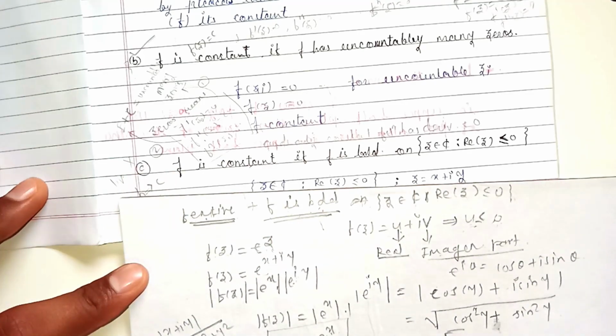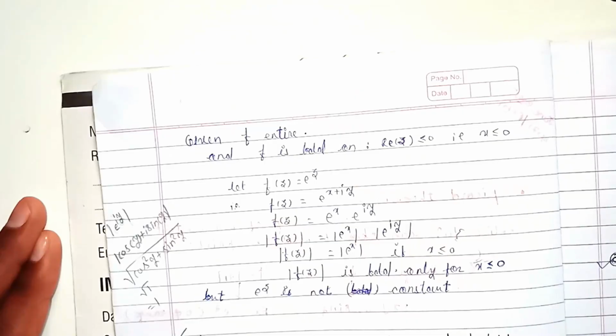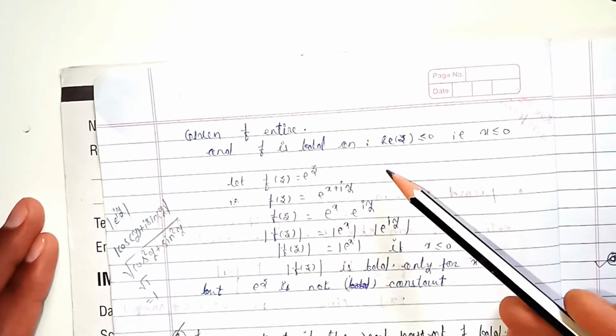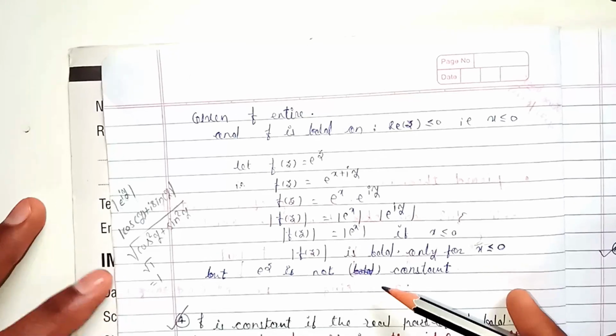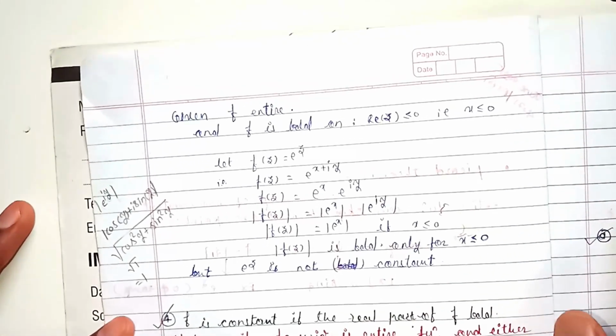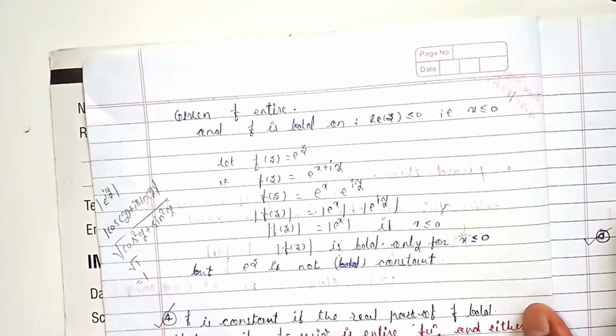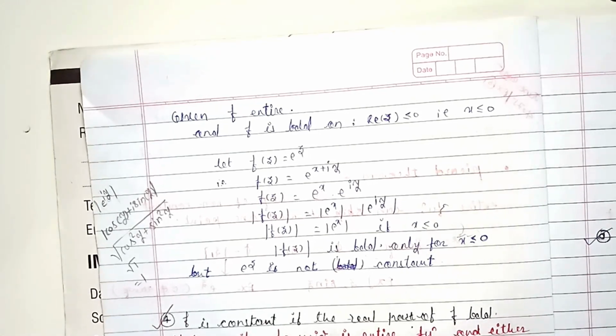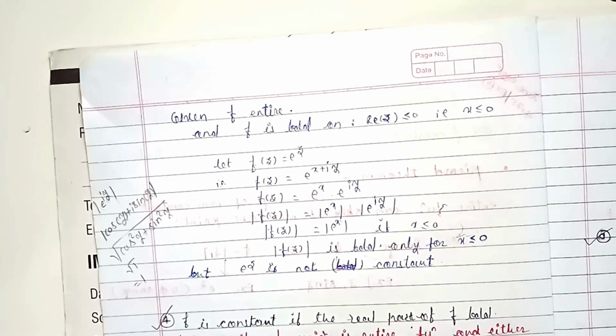Now let's move to the last option. In my next part I explain this step as it is over here. You may see this part. So now let's go to the next part. F is a constant if the real part of f is bounded. That means f is entire, given; the real part of f is bounded, given; and we have to show that f is a constant.